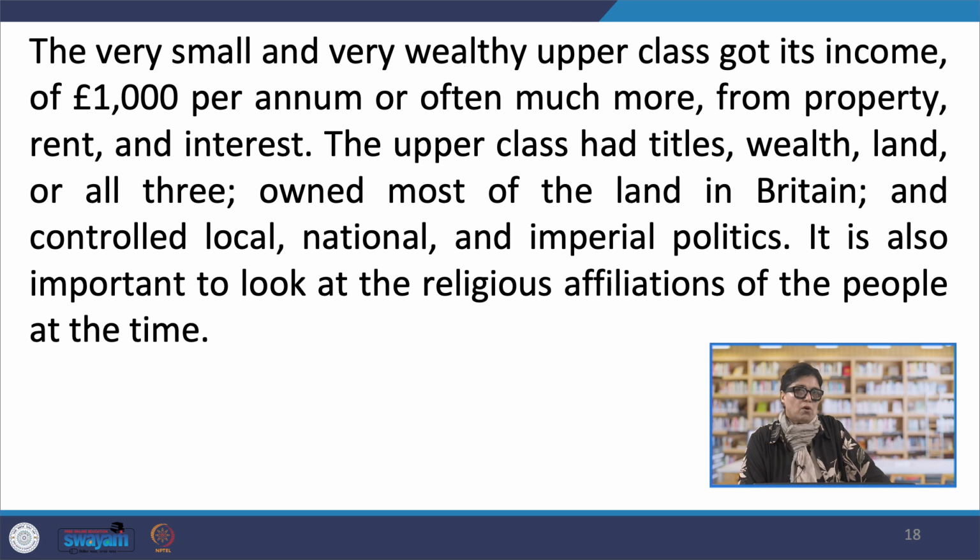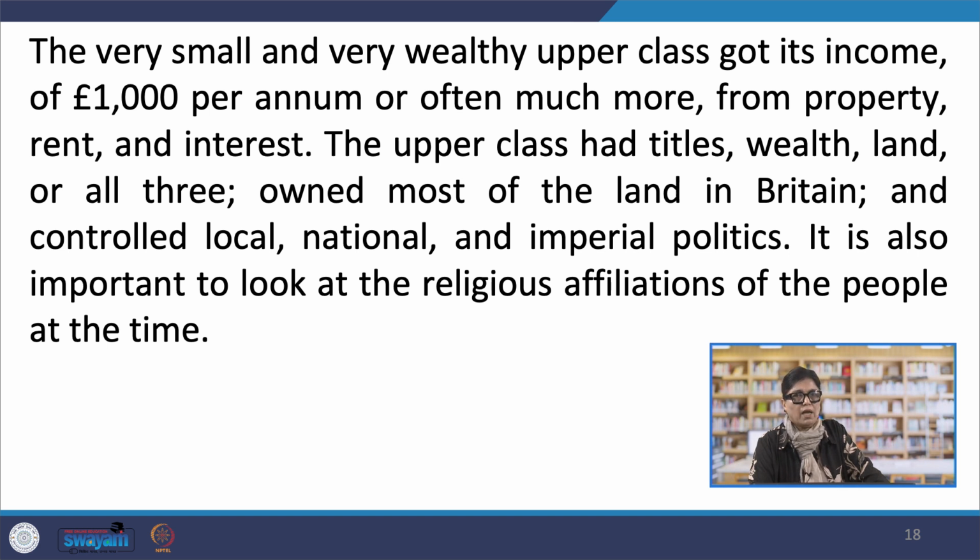The very small and very wealthy upper class got its income of £1,000 per annum, or often much more, from property, rent, and interest. The upper class had titles, wealth, land, or all three, owned most of the land in Britain, and controlled local, national, and imperial politics.